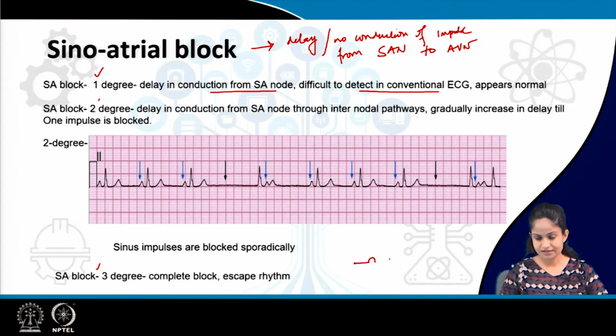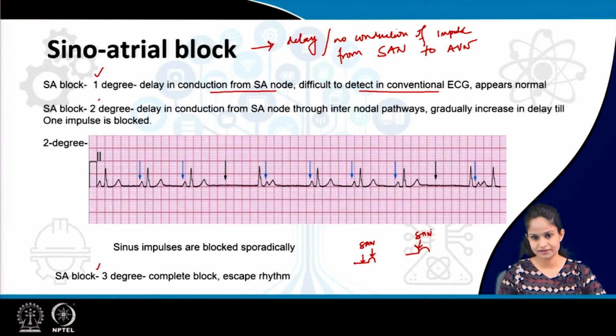So, what happens here in the sinoatrial block degree 1? Suppose this is the level where the SA node is getting activated or discharging this impulse, and this is the level where atrial depolarization is occurring. Usually, this does not happen. Here atrial depolarization is occurring, that means the SA node is generating the impulse, and so the atrial depolarization is occurring. So, it is very difficult on the ECG to detect this prolongation or this delay between the sinus node discharge and the depolarization of the atria.